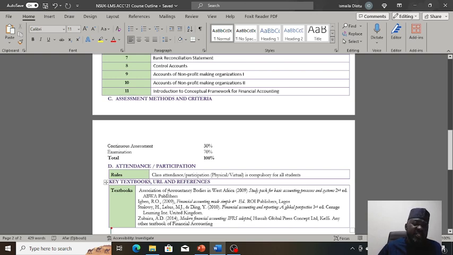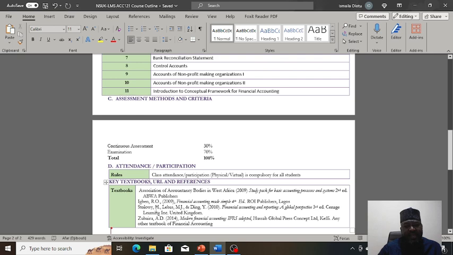Now, it is also important that we refer you to a number of texts that you can use for further reading. The first one is the study pack of ABWA, i.e. Association of Accountancy Bodies in West Africa. The study pack is on basic accounting procedure and systems. Then we have the renowned Financial Accounting Made Simple by Robert Igben. You can also go through that. It will assist you significantly.